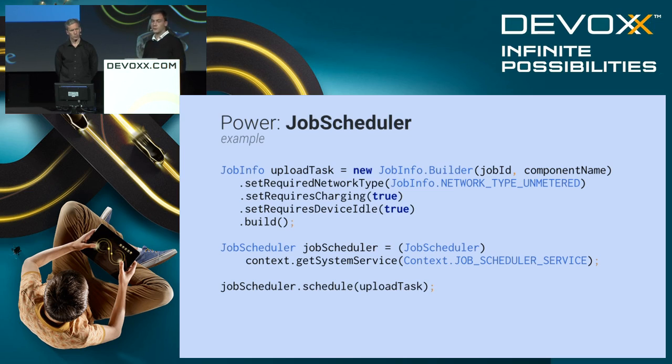So the job info builder lets you specify a lot of things. You can also say that you want to be woken up in a few hours or in a few minutes, that kind of thing. So again, take a look at this API. It's very important for your application.